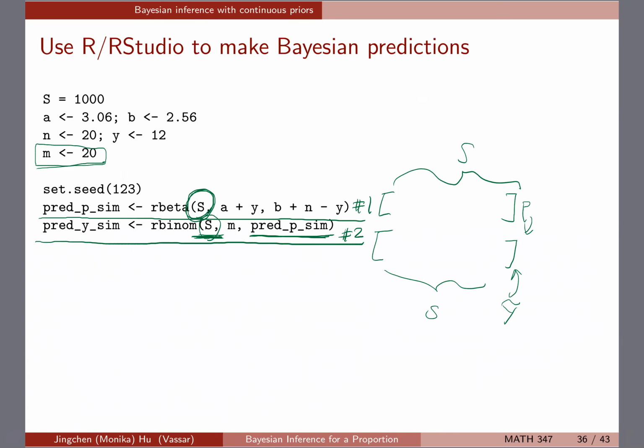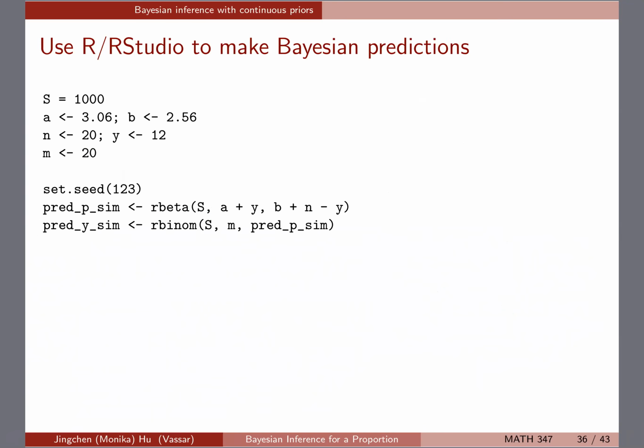Okay? And then I summarize. So at the end of the day, I save all of the y tildes, 1,000 of them, into the vector called pred_y_seen, and then I will be able to summarize them. Okay? So that's what I do if you want to use RStudio to make Bayesian predictions.